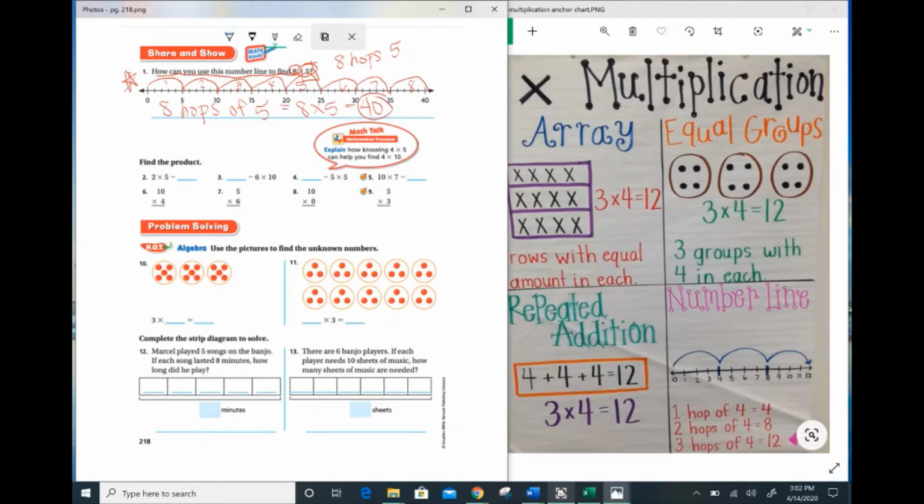Now let's see if you guys can find 2, 3, 4, 5 by yourselves. Let's go ahead and try number 6 together.